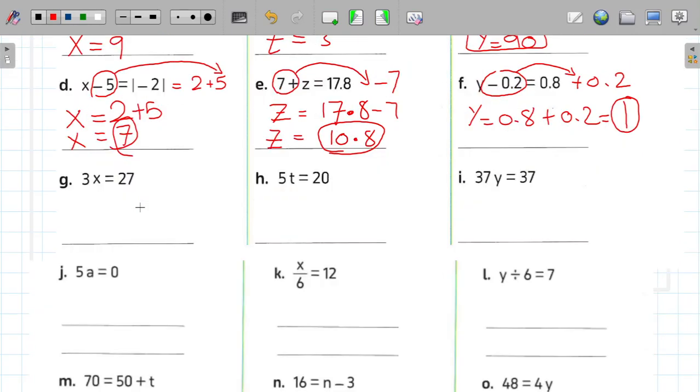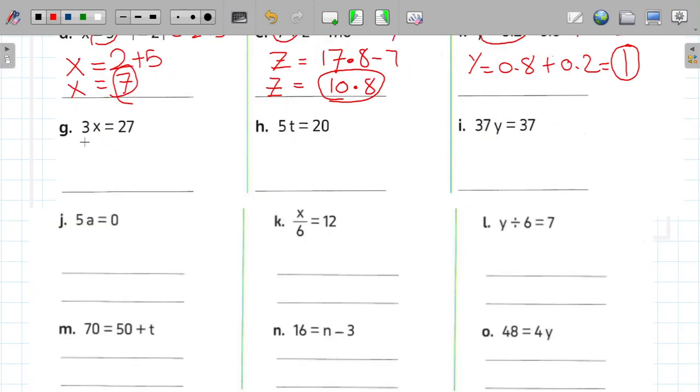Next, I have 3x equals 27. So I want to find the value of x. So I will use the inverse operation. I will send 3 to the other side with the inverse operation. So I have here a multiplication. So the inverse operation will be a division. So x equals 27 divided by 3 equals 9. Okay, so the value of x is 9.